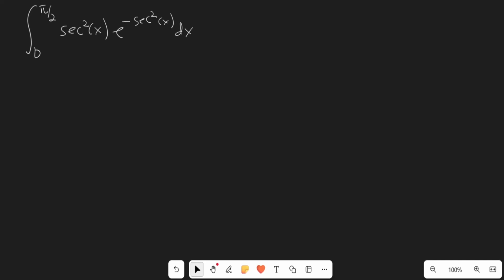So in this tutorial, we're looking at the integral from 0 to pi over 2 of secant squared x e to the negative secant squared x dx.